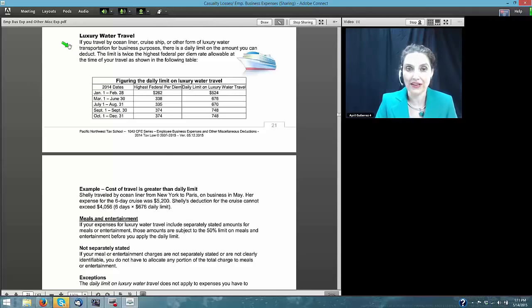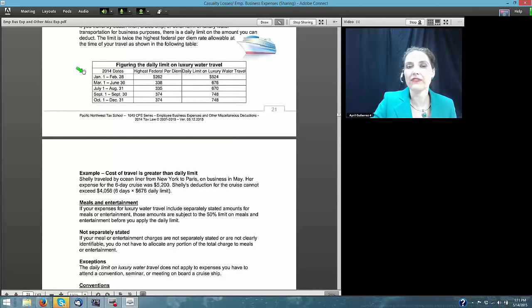However, the IRS does accept the fact that you could actually travel by boat to a business destination, and that is allowable. So if you travel by ocean liner, cruise ship, or other form of luxury water transportation for business purposes, there is a daily limit on the amount that you can deduct. The limit is twice the highest federal per diem rate allowable at the time of travel as shown in the following table. And it depends on the time of year that you travel.